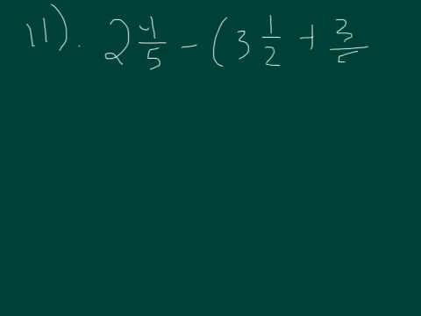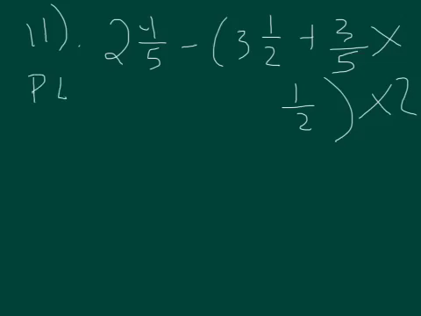Okay, number 11. Well, this was actually just a PEMDAS problem. I wasn't there to explain the parenthesis and the percent sign, but it was supposed to be a multiplication. So it was actually 2 4/5 minus 3 1/2 plus 3/5 times 1/2 in parentheses times 2. So of course, if we know anything about PEMDAS, no, I made a mistake.